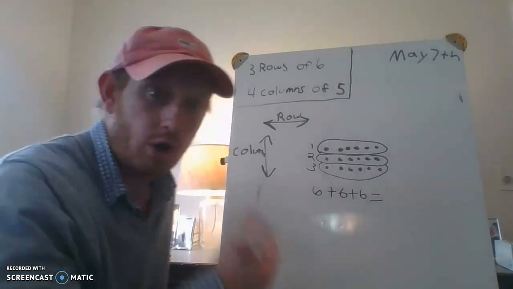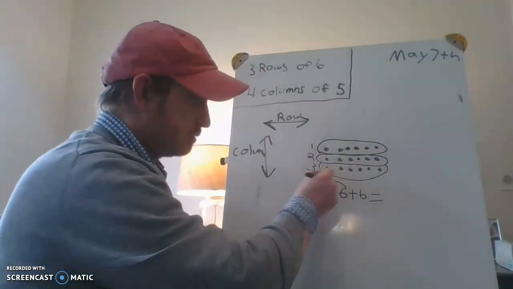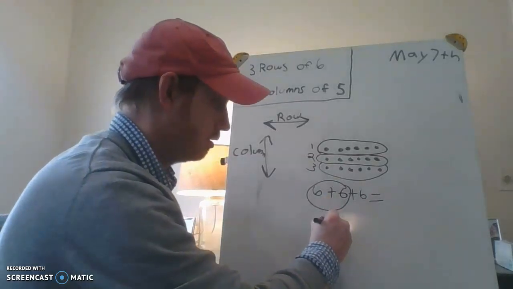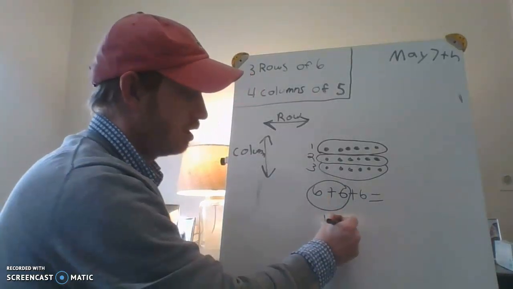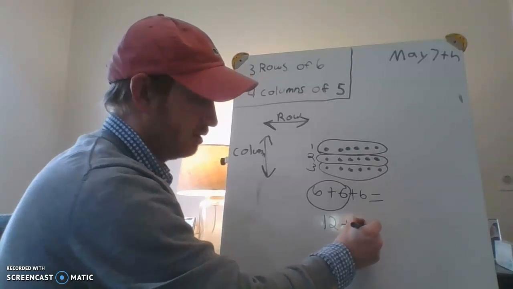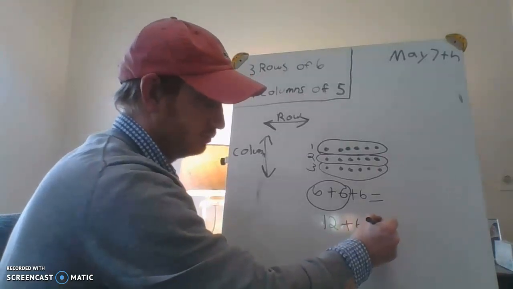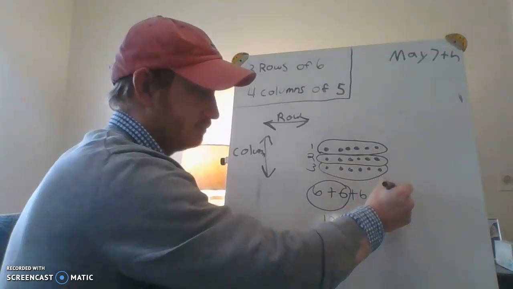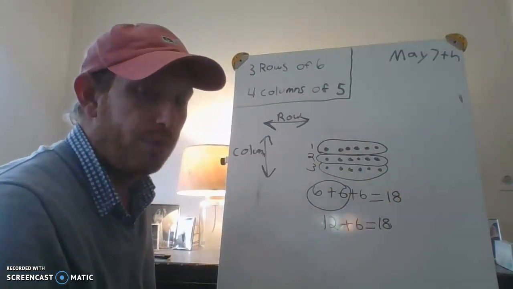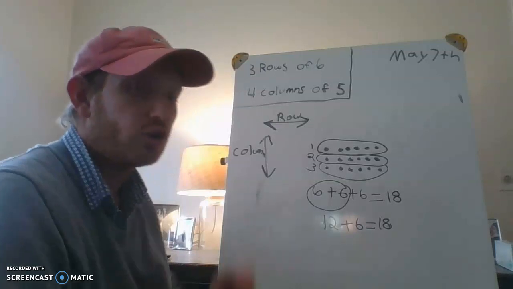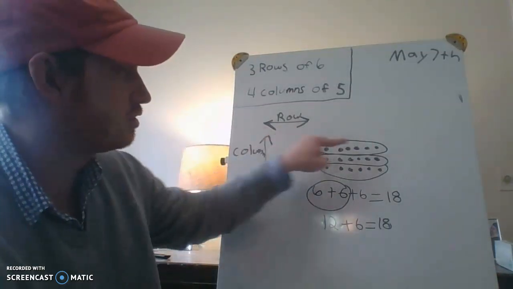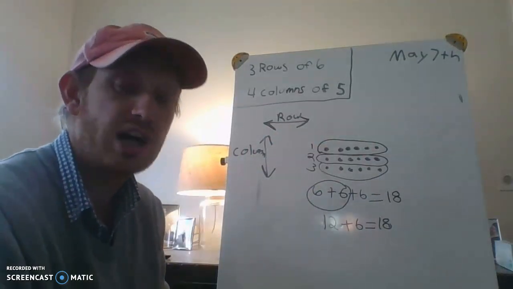And then we can do our quick maths. 6 plus 6 is a double, so we know that that's 12. Plus 6 is 18. So 6 plus 6 plus 6 is 18. But whenever you look at an array, there are 2 ways to do it. You can do it using the rows, or you can do it using the columns.